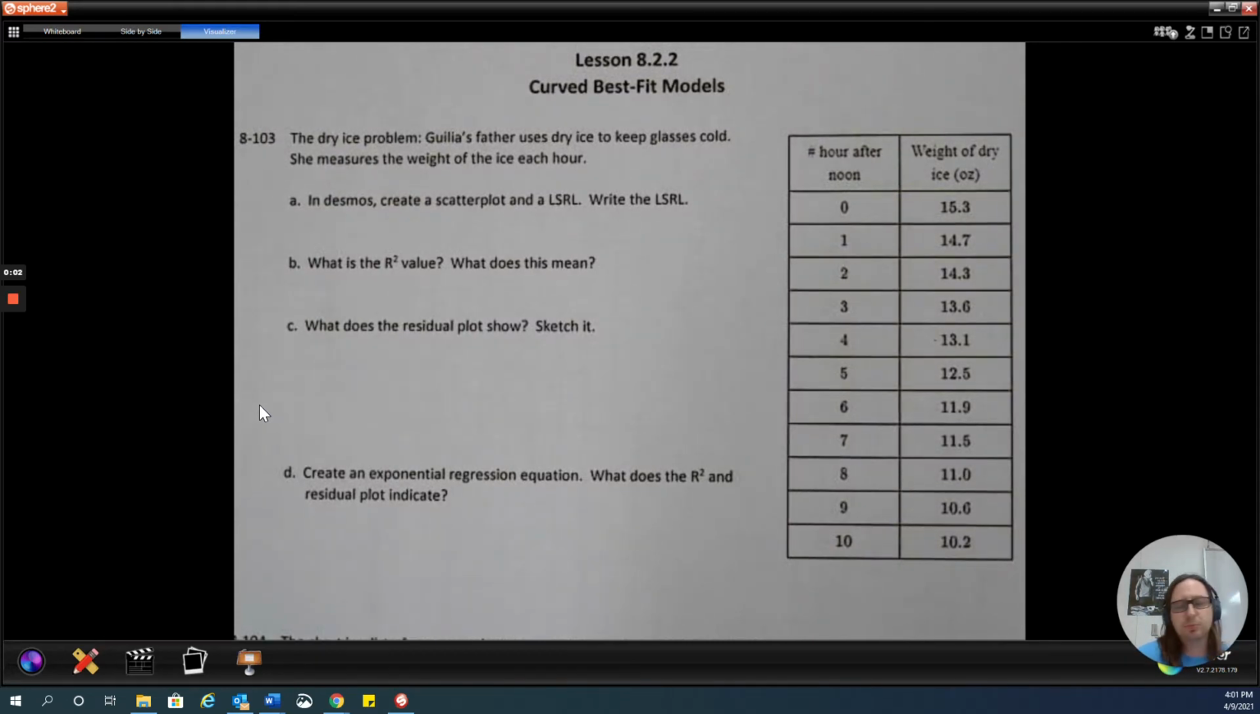All right, Advanced Math A, here we go. We've got lesson 8.2.2, curved best fit models.